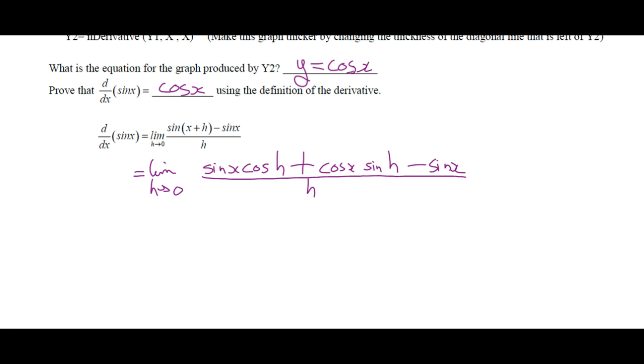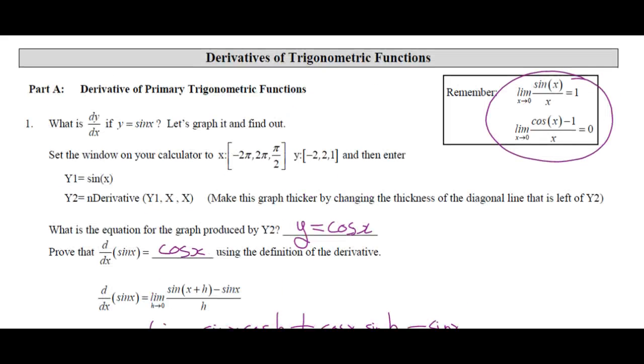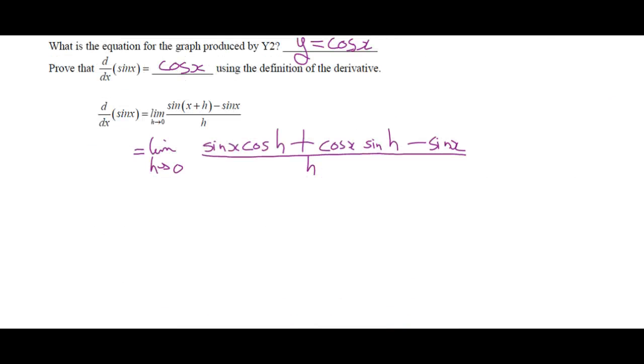The idea is to see if we can get these guys. If I've got the limit as h approaches 0 of sine h over h, I know that's 1. If I've got the limit as h approaches 0 of cos h minus 1 over h, I know that's 0. So we're just going to do a little manipulation and split this out.